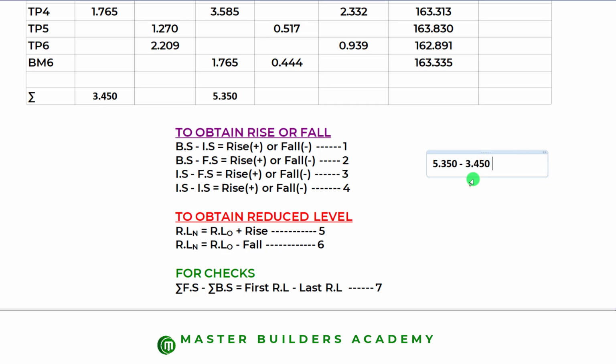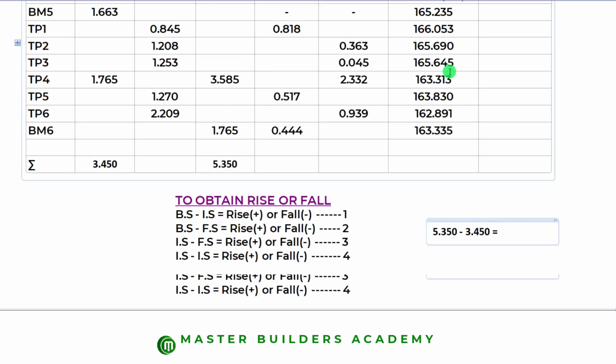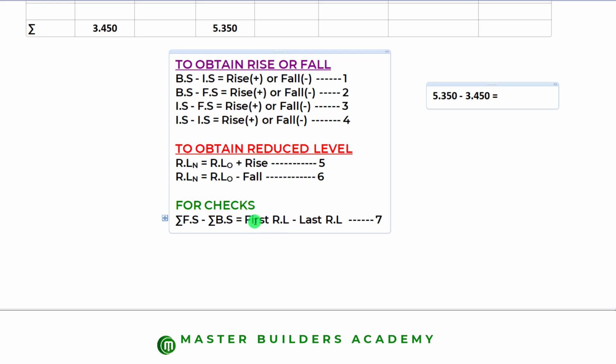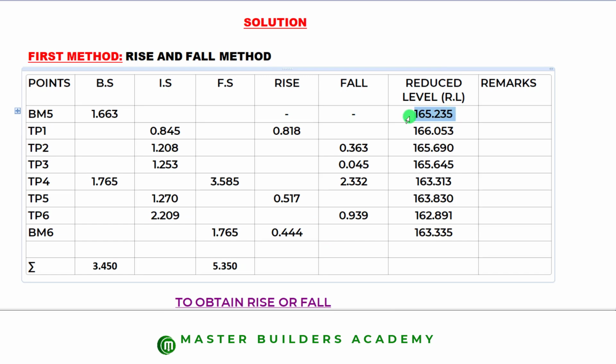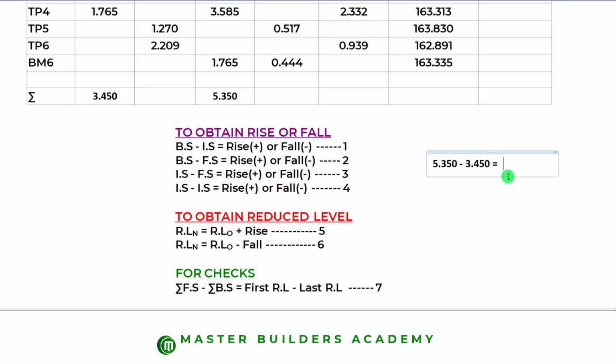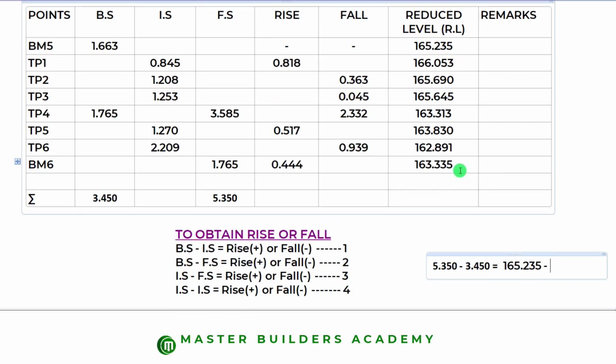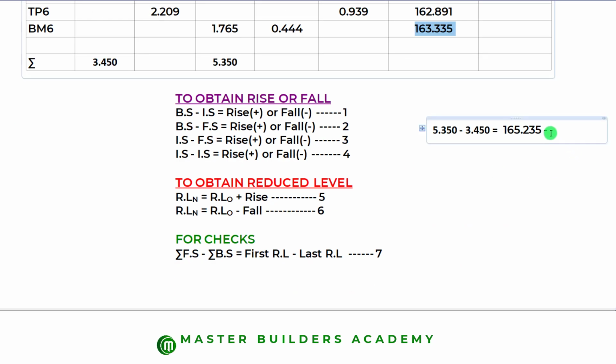Then is equal to, according to what we're given, then if we also come over to this place, we were told that the other side is first reading reduced level minus last reduced level. So our first reduced level here is 165.230 whatever. All right, so place the value and then take this up minus the other reduced level, which is the last reduced level, 163.335. We get this value copied and then paste it here. All right, then we move this.